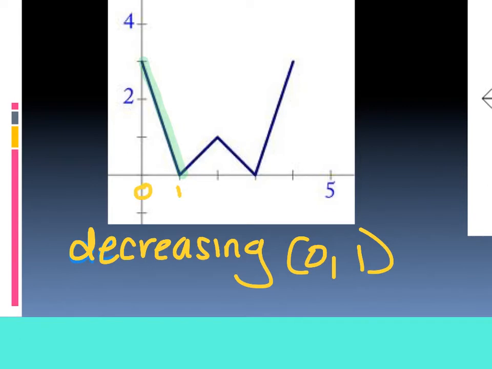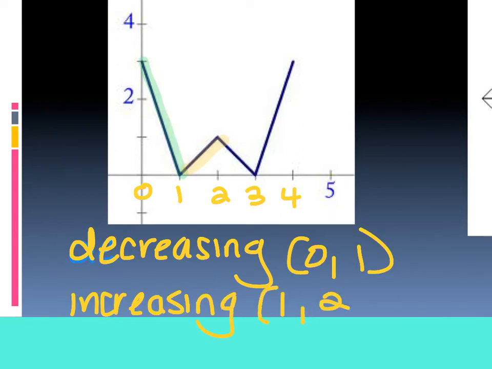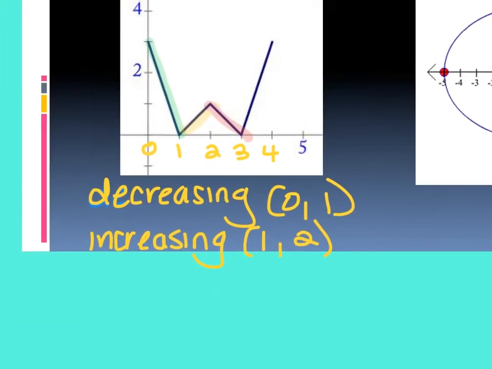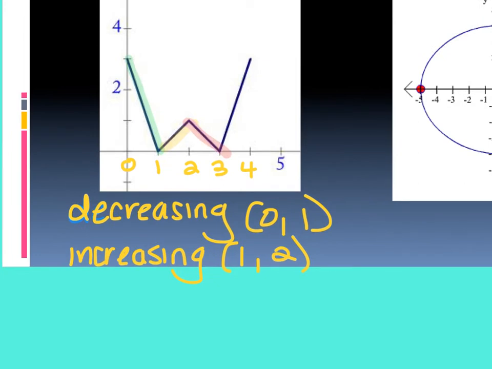So this would be my 0, this would be 1, this would be 2, this would be 3, this would be 4, that's 5. So from 0 to 1, my y's are decreasing. We agree on that? Yes? Okay. Then it changes direction. It goes up, which means increasing from 1 to 2. And then it changes direction again. We're back to what? Decreasing. So from 2 to 3, it's decreasing.